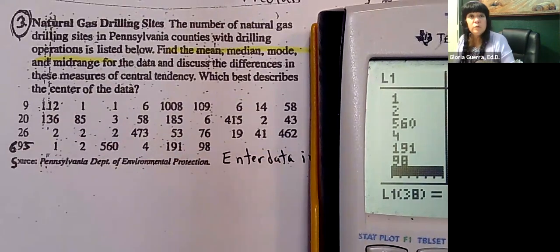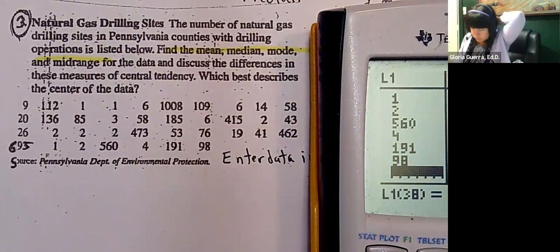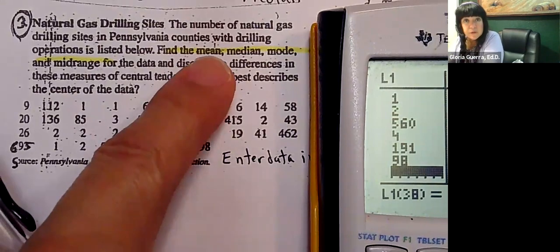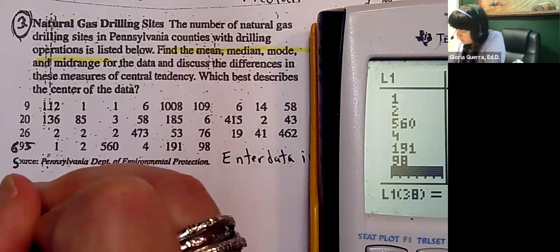Okay, so these were the number of natural gas drilling sites. This is in Pennsylvania. Counties with drilling operations is listed below. Okay, so now we're going to find the, let's see, does it matter which one we find first? I don't think it matters, but we started off with the mean when we started 3.1. So if you want to go in this order also, they are saying to find the mean first. So you start in that order.